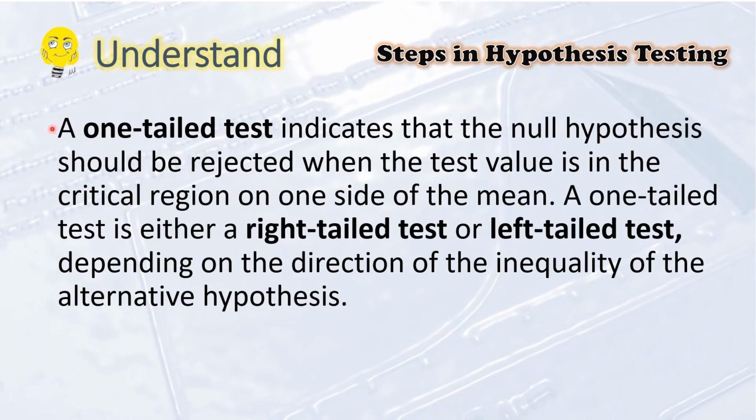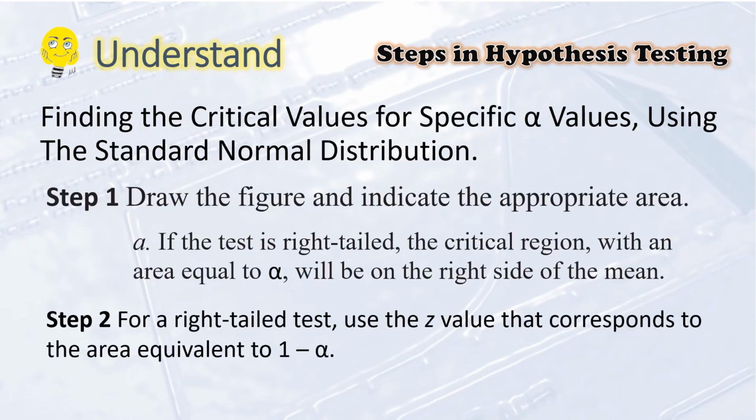A one-tailed test indicates that the null hypothesis should be rejected when the test value is in the critical region on one side of the mean. A one-tailed test is either a right-tailed test or left-tailed test, depending on the direction of the inequality of the alternative hypothesis. This time, let us have finding the critical values for specific alpha values using the standard normal distribution, or what we call the Z distribution table.